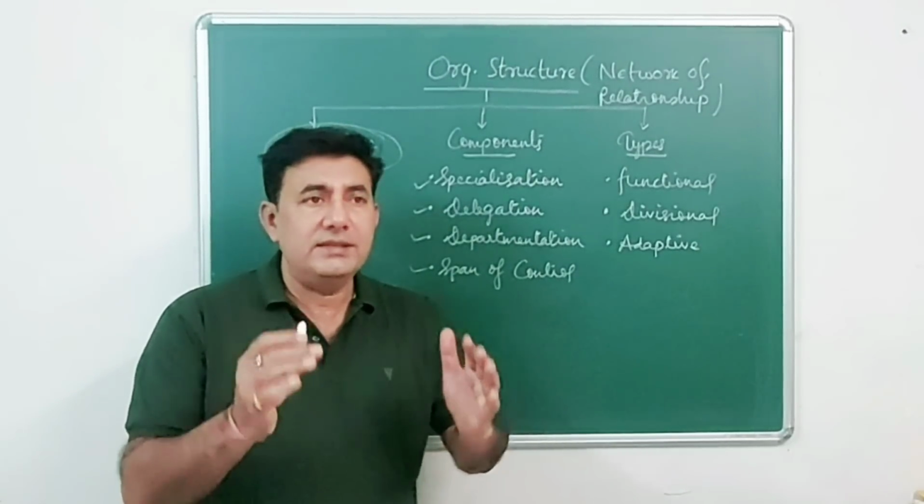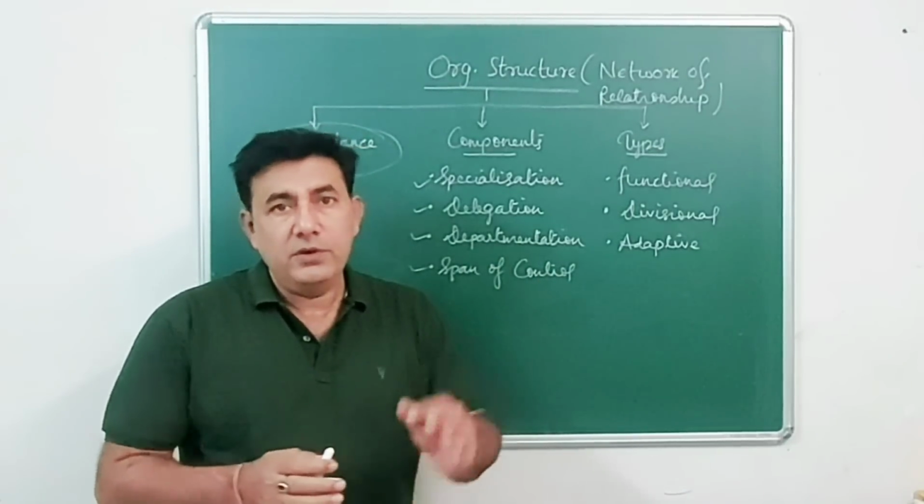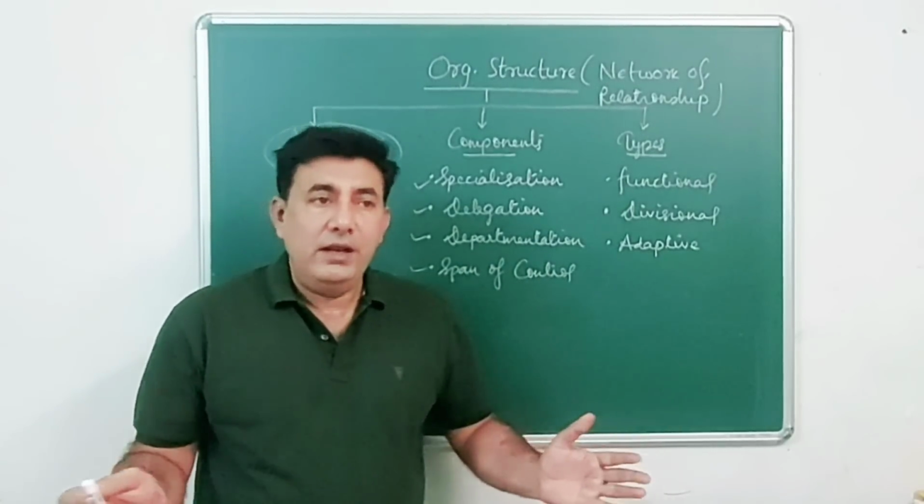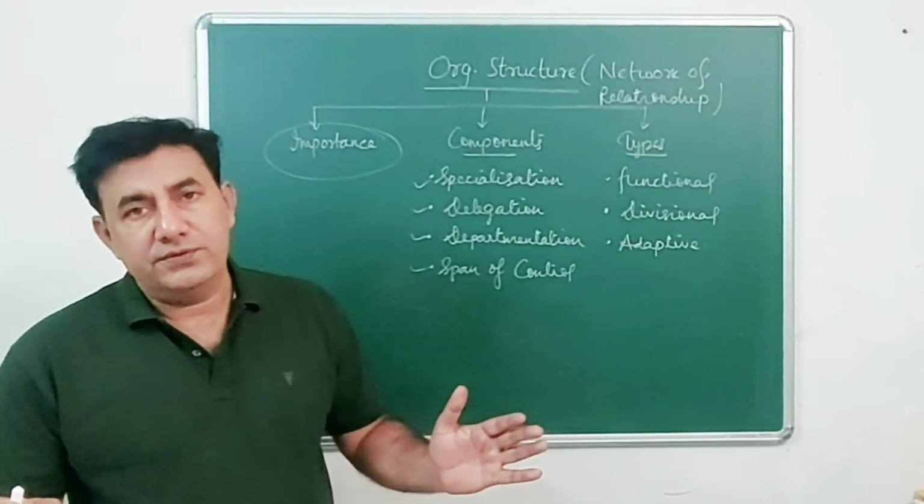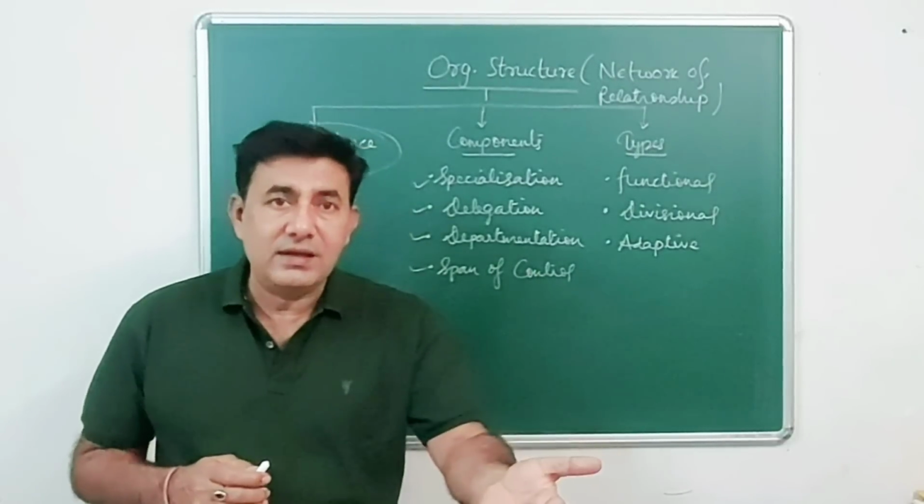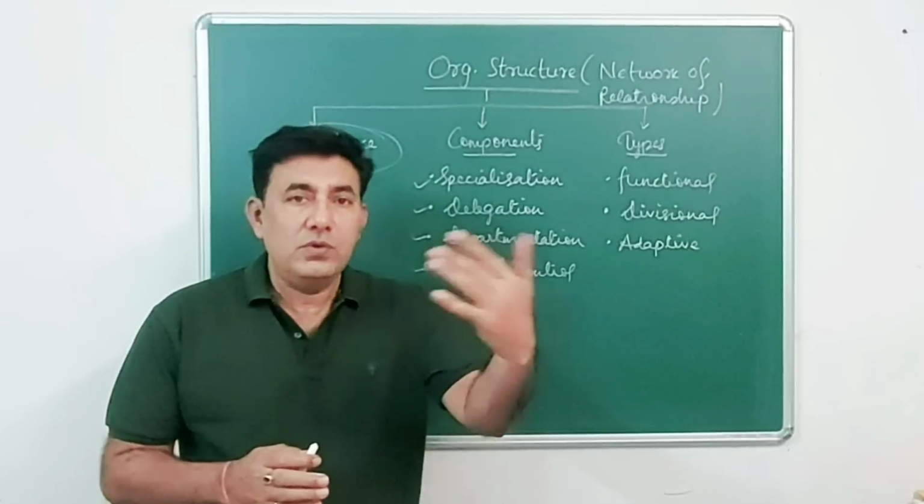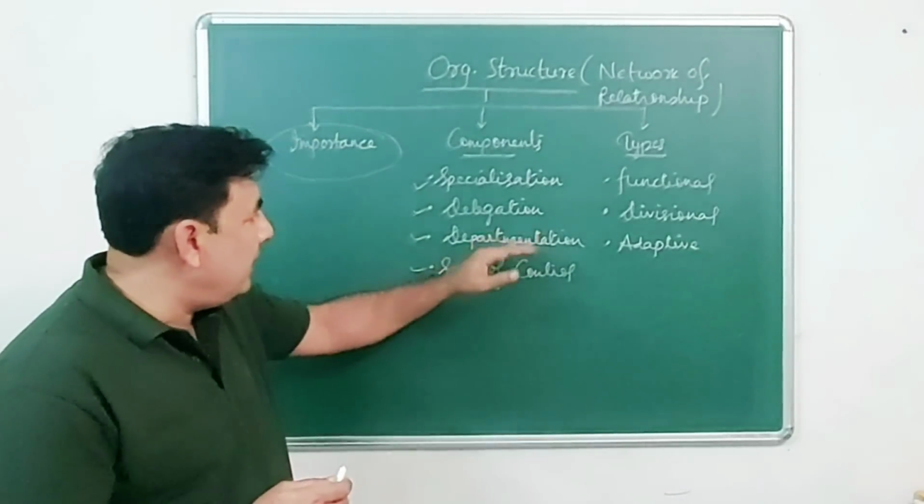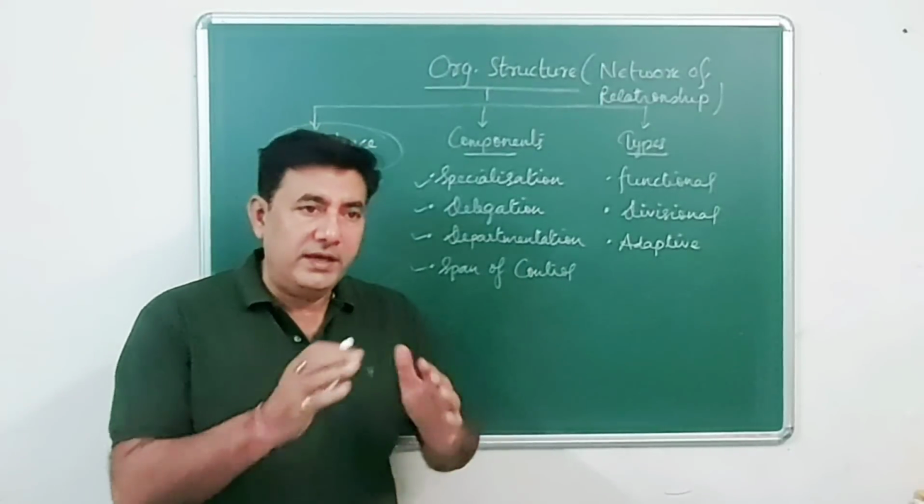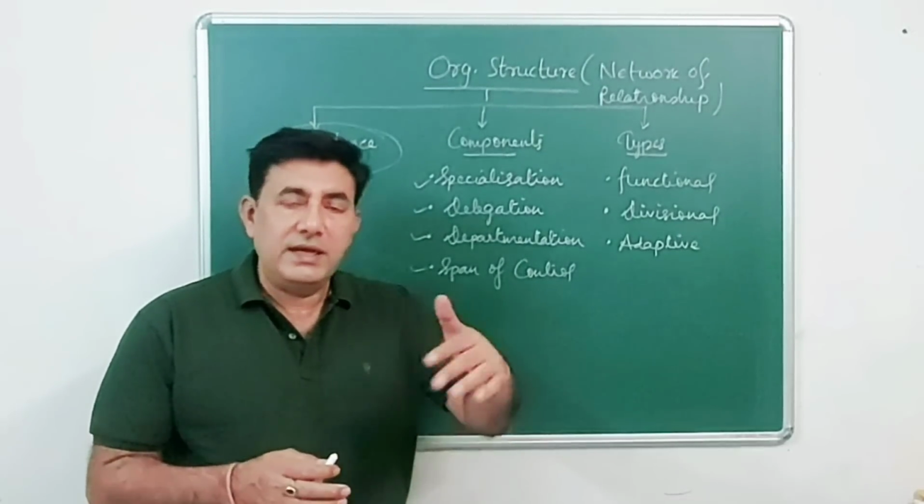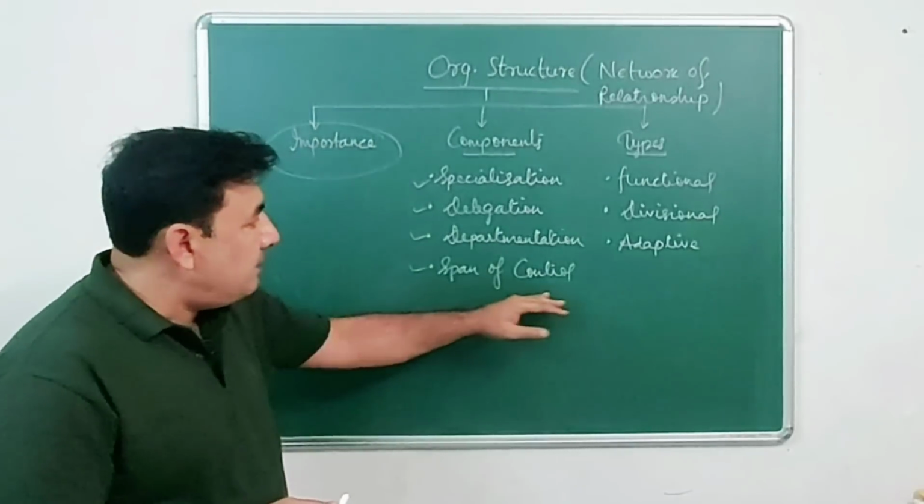Because suppose a manager is given the responsibility of doing a particular work, now he alone cannot do all sorts of work. So what he will do? He will delegate. He will transfer a part of his work to other individuals. So that is called delegation. Departmentation, we know, like forming different departments and assigning the work. And then span of control.